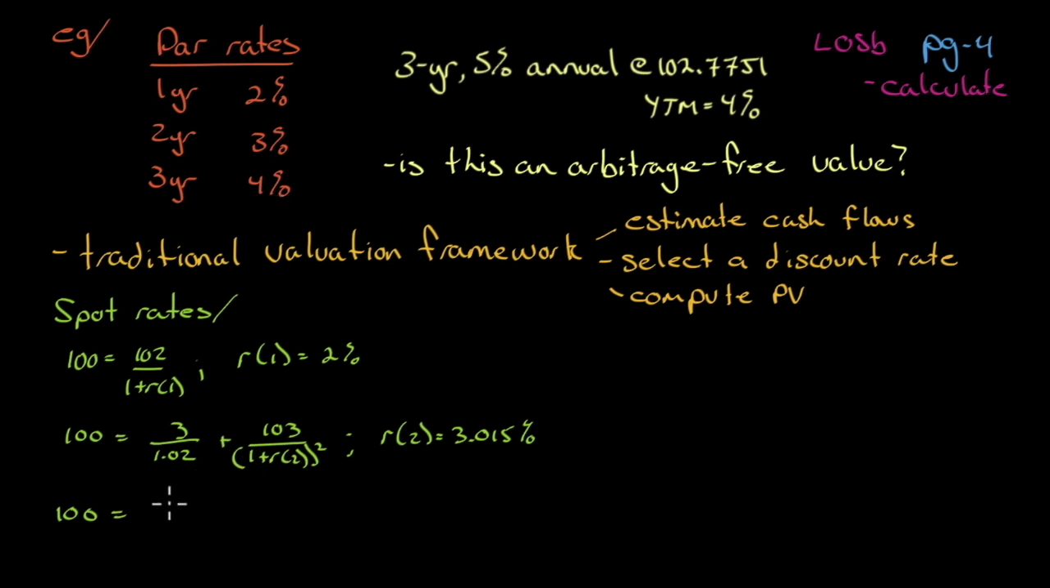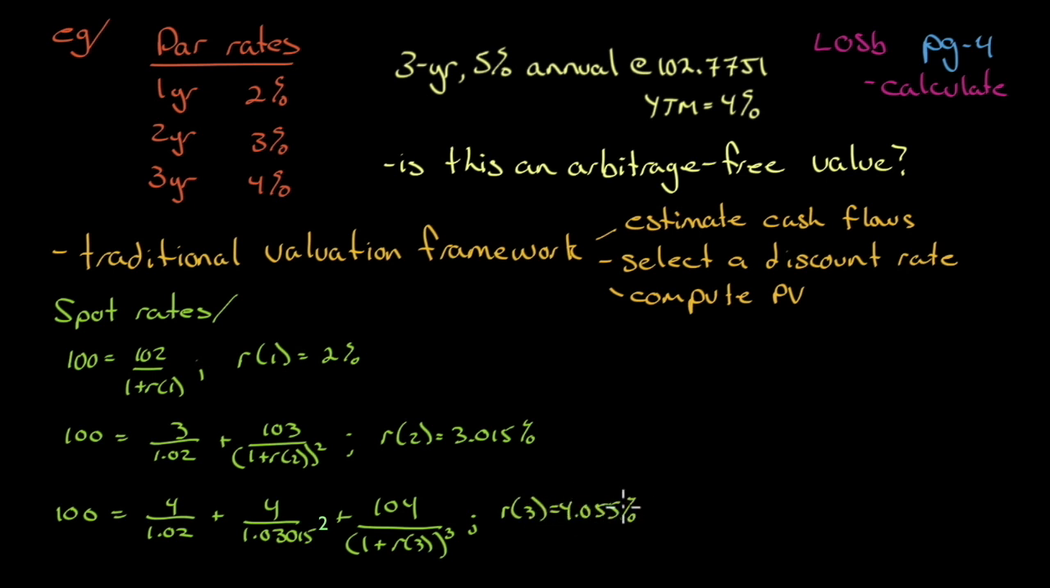And we finally need R3, which is 100 equals, what's our payments? 4, 4, and 104. 4 discounted back by 1.02, plus another 4 discounted back by (1.03015) squared, plus 104 over (1 plus R3) to the power of 3. And that will give us R3 equal to 4.055%.